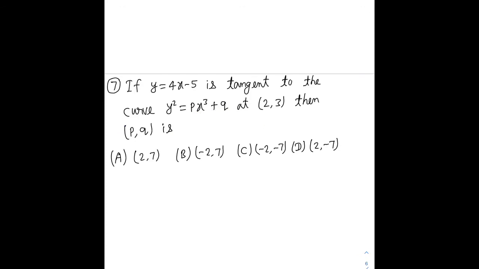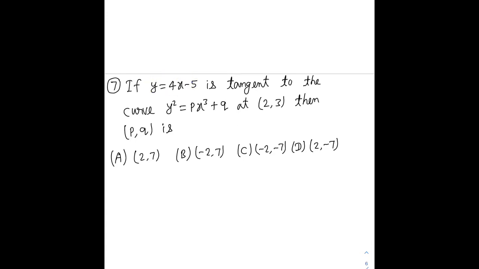To find two variables, usually you need two equations. One equation you will get with the help of this point, because this point will satisfy this curve. Another you will get with the help of this tangent, because you can find the slope of the tangent. So what is the slope of this tangent?